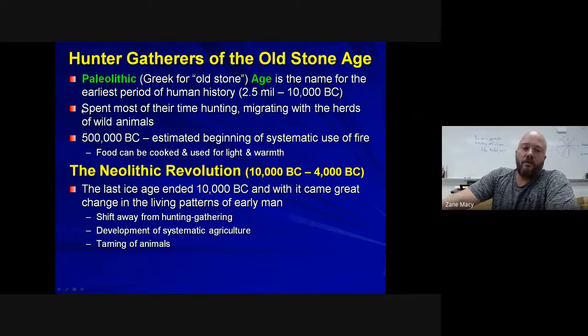During this time, these nomads spent most of their time hunting, migrating. You go where the food is. In the winter months, when the weather is harsh, animals migrate. Well, the hunters had to go with their food because, at this point, they hadn't evolved methods of preserving food. You didn't have refrigeration. You had to go where your food went.